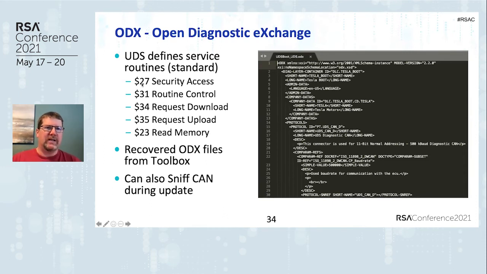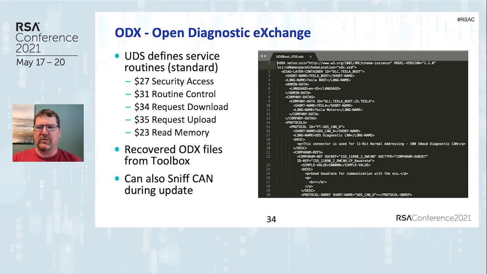A really important one is 27, which grants security access. But then, 31, routine control, upload, download, read memory. I was able to actually recover all these ODX files also from Toolbox. But the other way you can do it is you can just connect a CAN bus sniffer and capture this data during an upgrade and then decode it.